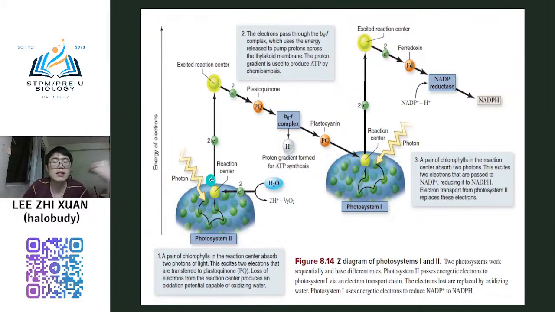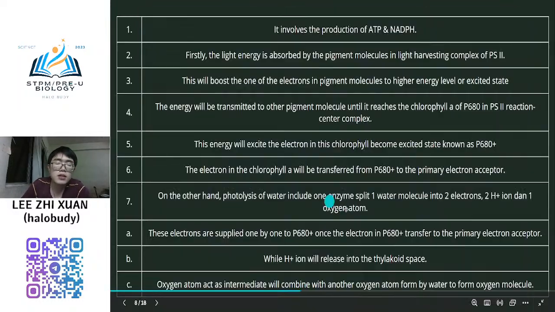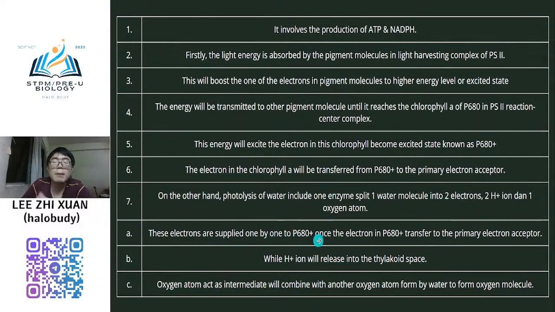So once it receives energy and also electron, it will become excited, and then it will release to PQ. And once it releases, it will go back to the ground state again, and then receive the energy and electron again, and repeat the process again and again. So that is what it means. These electrons are supplied one by one.